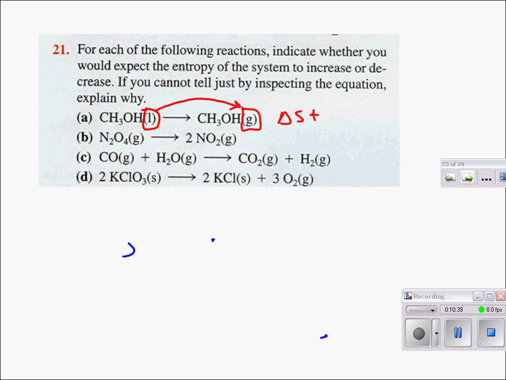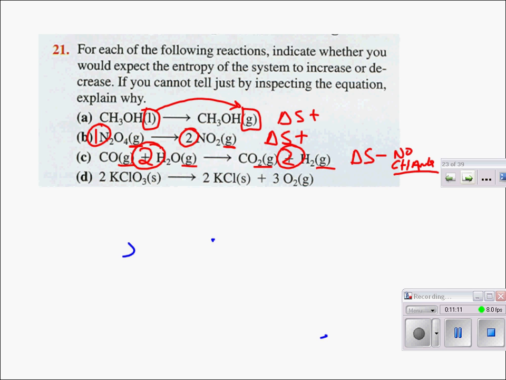I have a gas here and a gas here. I have to look at the number of moles, or the coefficients. 1 on this side, 2 on that side. My delta S value is increasing, or entropy is increasing. Then you look at the next one. Gas, gas, gas, gas. Again, I have to go by number of moles. If you notice, I have 2 on the left, 2 on the right. Therefore, we basically say there's no change in delta S. There's no change because there's no change in the difference in moles from one side to the other.